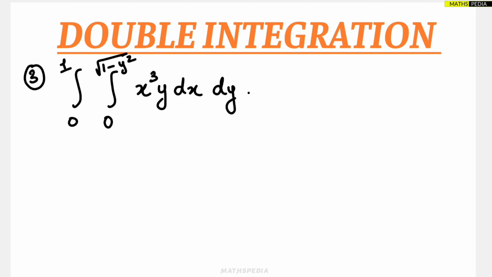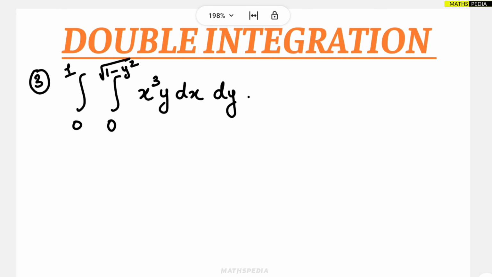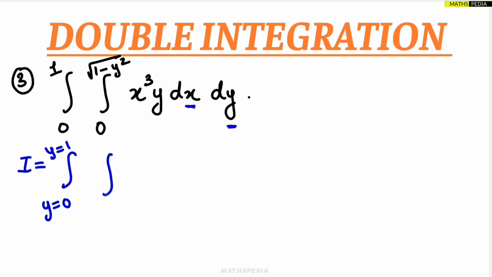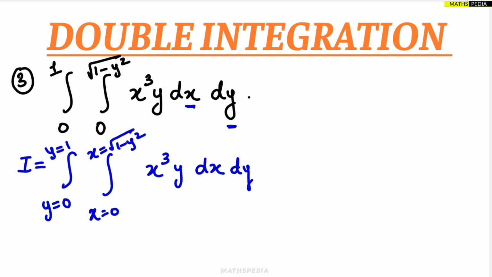So let us write that first. Let us name this particular integral I. The integration from 0 to 1 is the limit for y, because y is sitting outside. So the outside integral is y, which is equal to 0 to 1. Then inside, x is sitting, so the next integral becomes x equal to 0 to x equal to square root of 1 minus y square. Then the function, that is x cube y dx and dy.